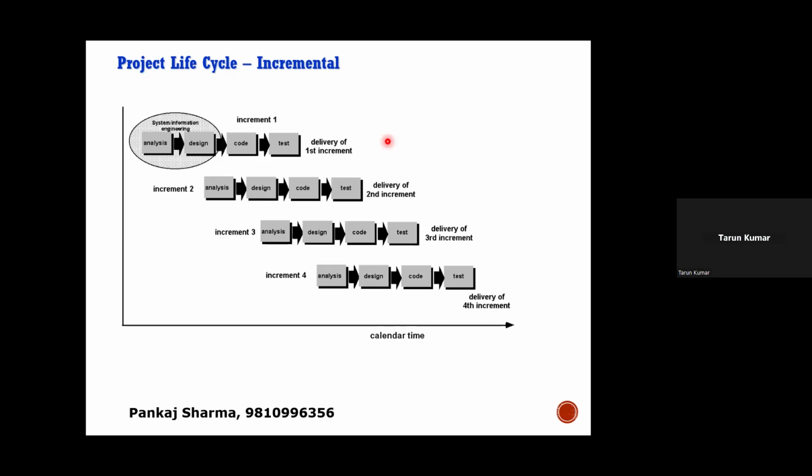Just one more question. When you say increment one, two, three, four, is this kind of an iteration? No, no, not iteration. It's a phased approach, right? And I have told you that the time horizon for a phase is from 2 months to, let's say, 5 months.